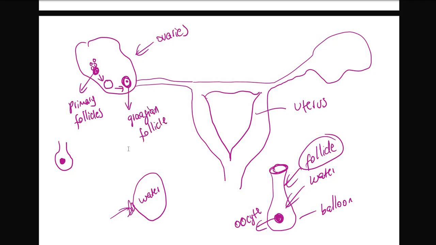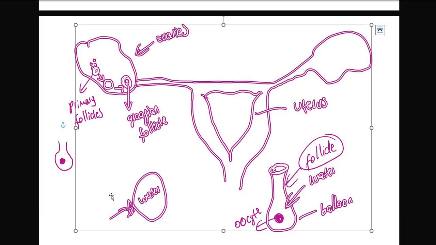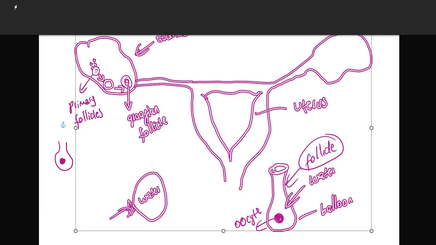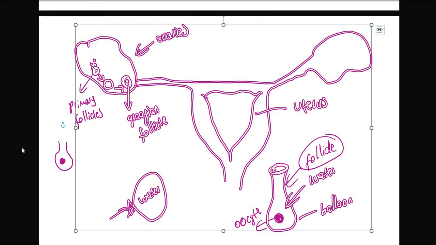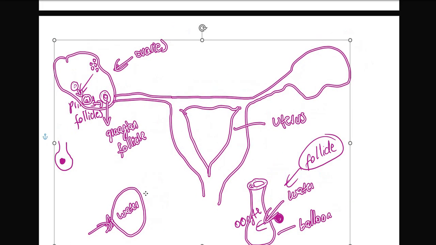Okay, and becomes a Graafian what? Follicle. And once it is a Graafian follicle, it is ready to release the egg.